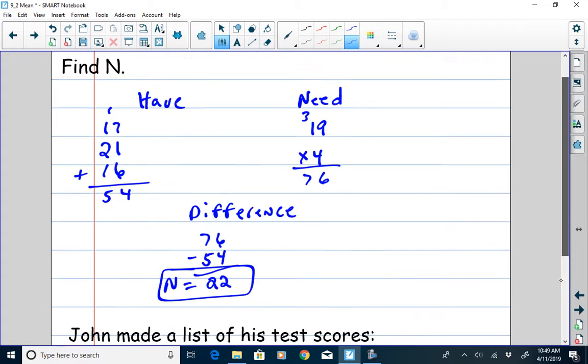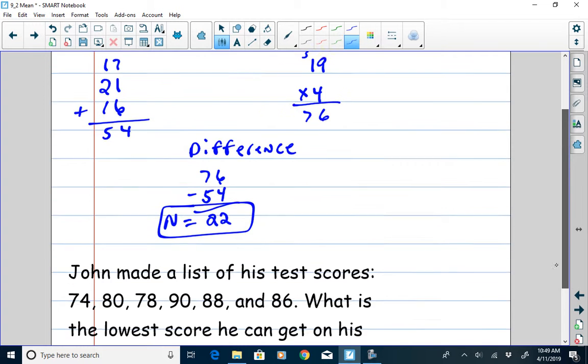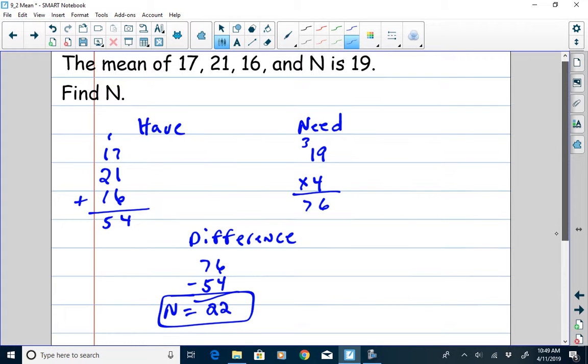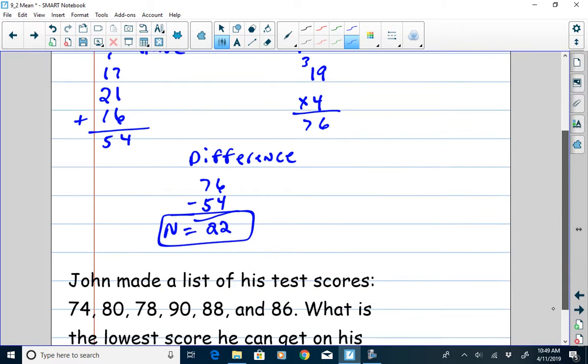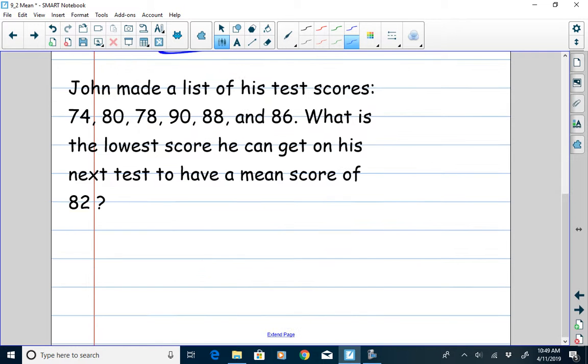So when we do problems like this, we break it into those 3 steps. We find out what we have, we find out what we need, and then find the difference between those 2. All right, so let's take a look at this next example.